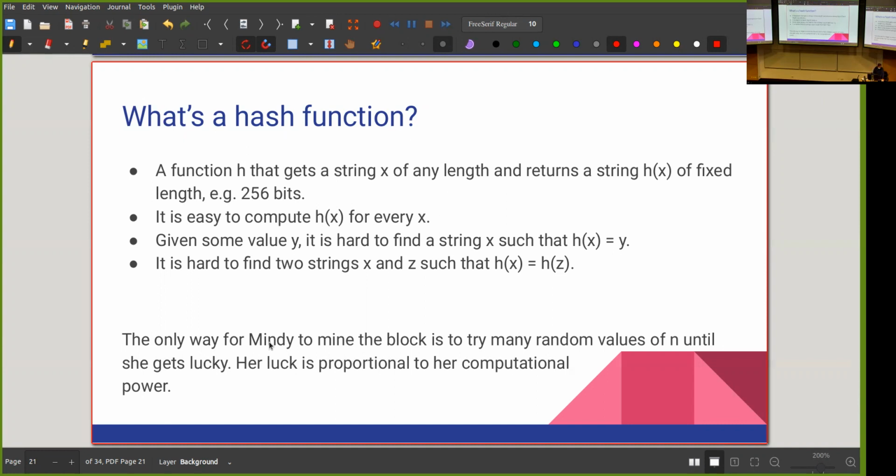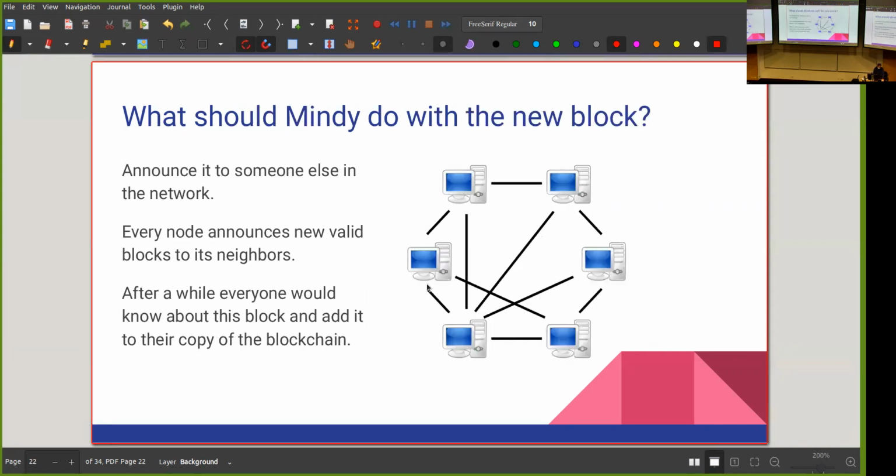next block. Okay. But let's say you're the miner, let's say you're Mindy, and you've created your new block, and you've also made sure that the hash is small, so you've found the right value, you've solved the computational puzzle. So what do you do with it now? Again, the answer is just tell it to someone else on the network. Or actually, in practice, tell it to as many people as you can.